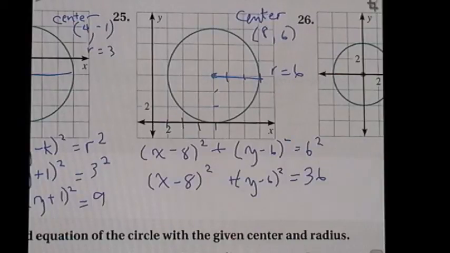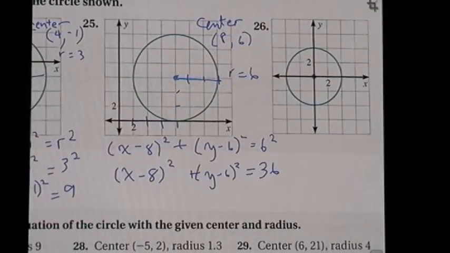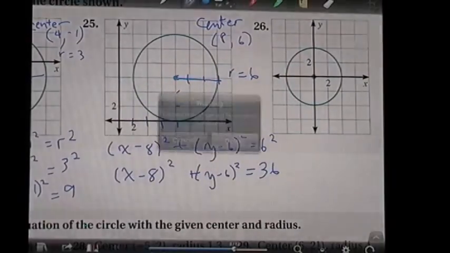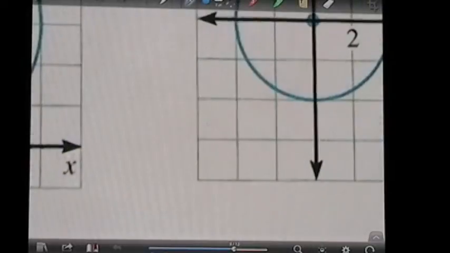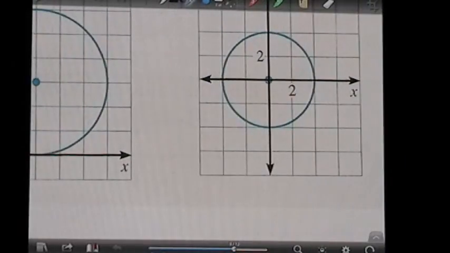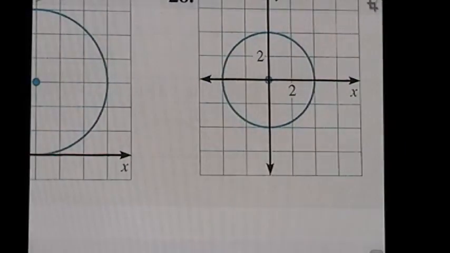Okay? And then this is a simpler one, and sometimes the simple ones are the ones that snag people. Because the center is 0, 0, that's confusing for people sometimes. But x minus 0 is just x squared. And y minus 0 is just y squared. And then our radius is 4 squared, which is 16. Be careful, the scale is 2.